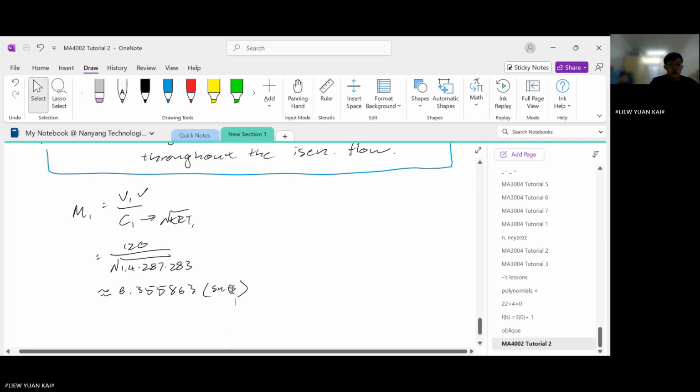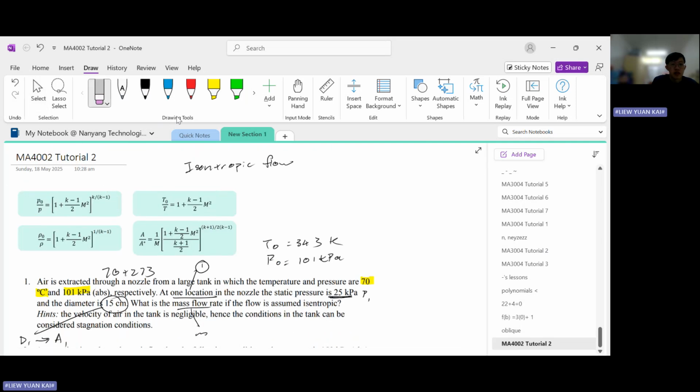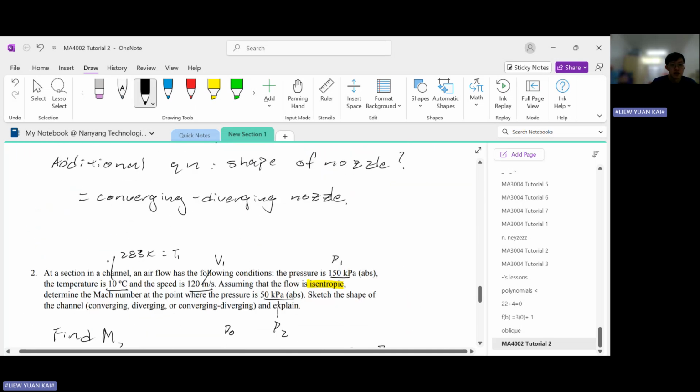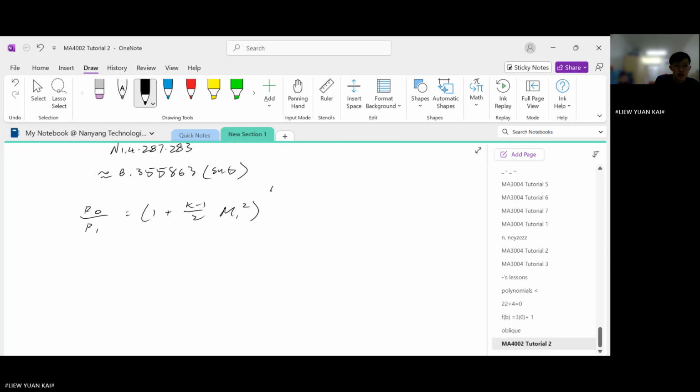Okay, so now this formula up here, I'm referring to this pressure formula. We will apply that to find the stagnation pressure. The formula states P naught over P1 is equal to 1 plus (K minus 1) over 2 M1 squared, all to the power of K over (K minus 1). Of course, you can straight away sub in the values, but I'm trying to be thorough here so that you understand what I'm doing.